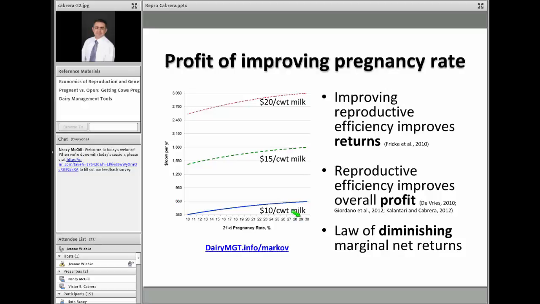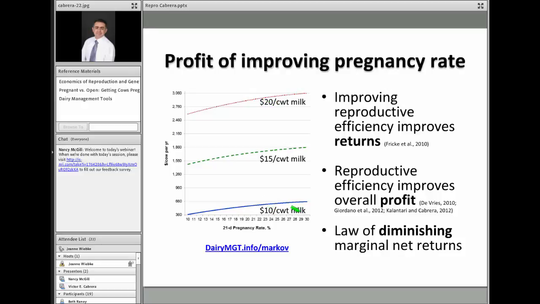As we increase the 21-day preg rate, we will increase the net return on a per cow per year basis. You can see that there is an interaction with the price of milk. For example, this curve here is $20 milk, $15 milk, and $10 per hundredweight milk. You can see that the change between 10% and 30% in the preg rate is higher with $20 milk than with $10 milk.